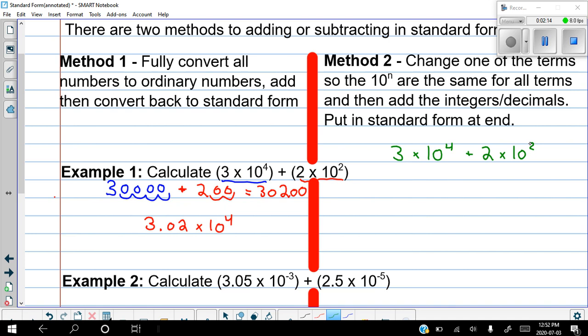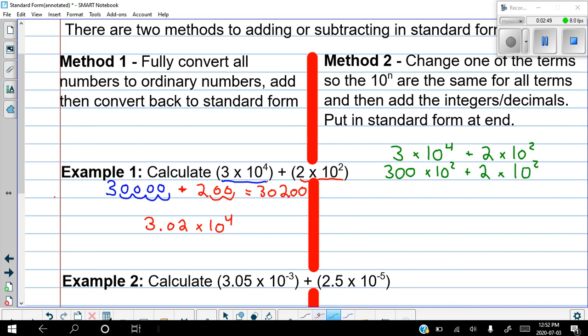So basically the idea is we want to represent them all with the lowest power. So this is the lowest power, this 2. So we want to represent the other one as times 10 to the 2. So how are we going to do that? Well, we can say that this is 300 times 10 to the 2. Right? Because we moved it twice. We just tacked on 2 zeros. And then plus 2 times 10 to the 2.